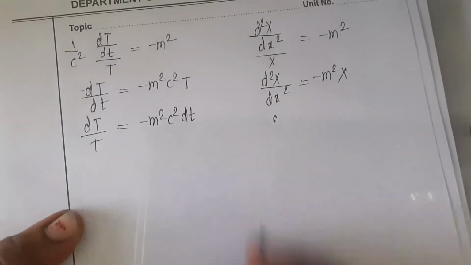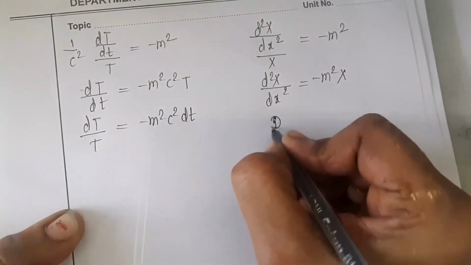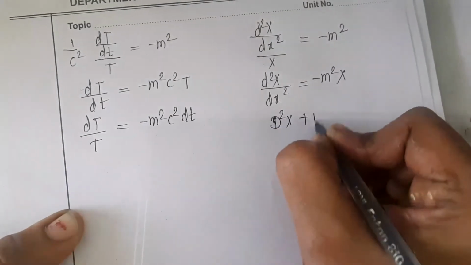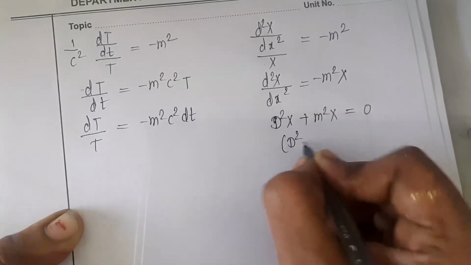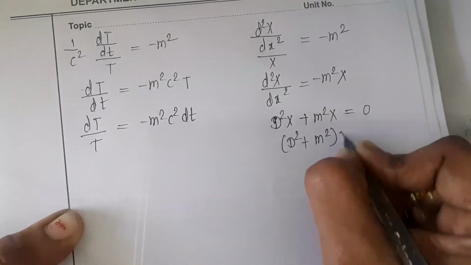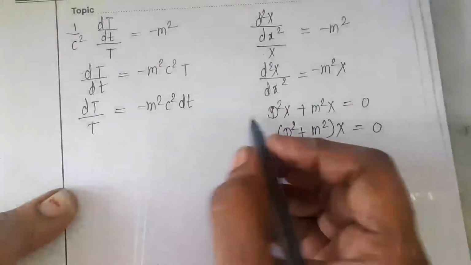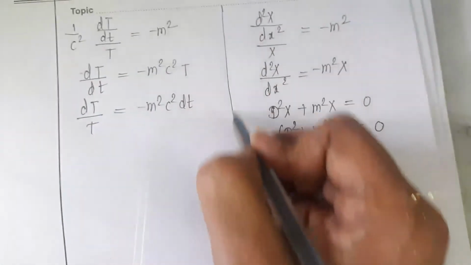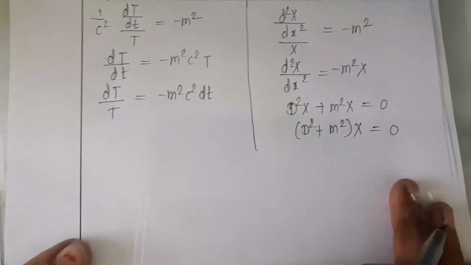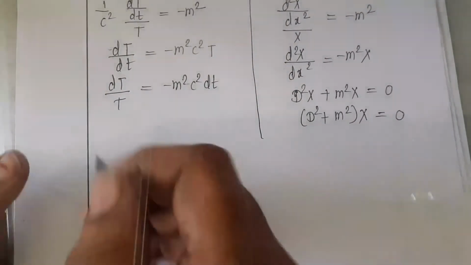So here, double derivative, that's why we can write it as D squared x plus m squared x equal to 0. So it can be written as (D squared plus m squared) multiplied by x is equal to 0. Here we separate the variables because this is a first order equation, while here this is a second order equation, so we know how to find its solution.